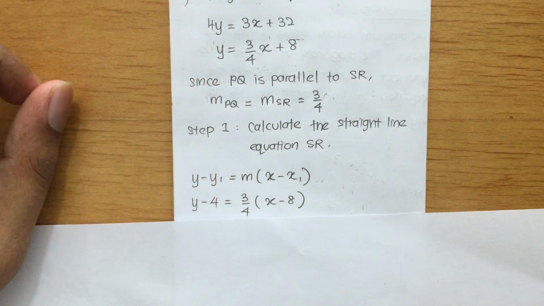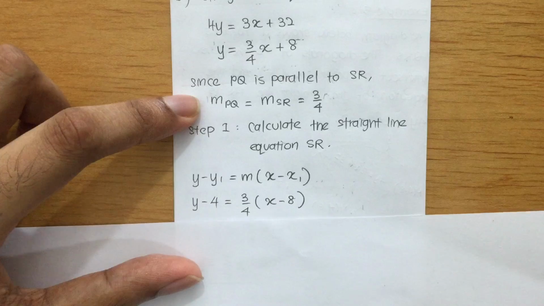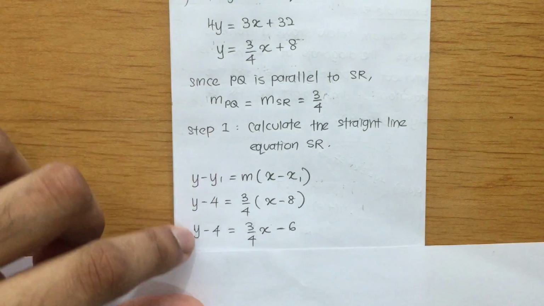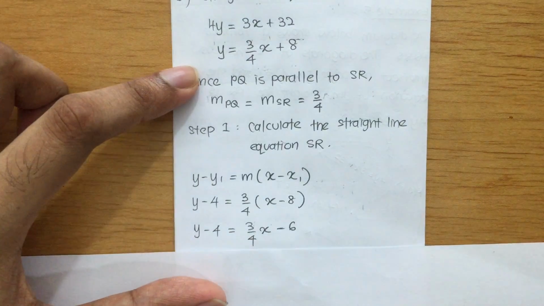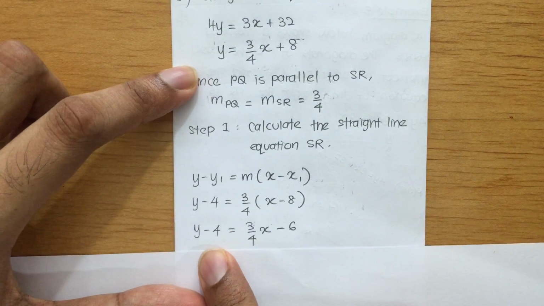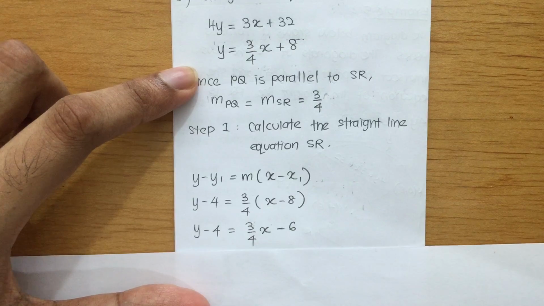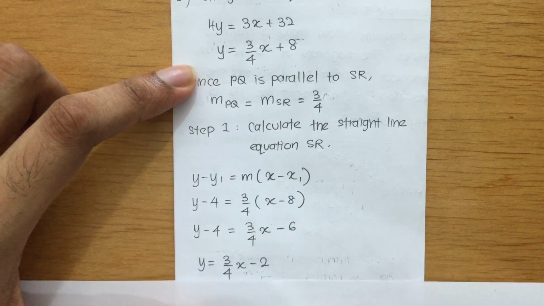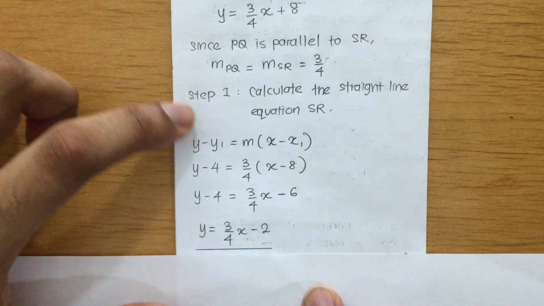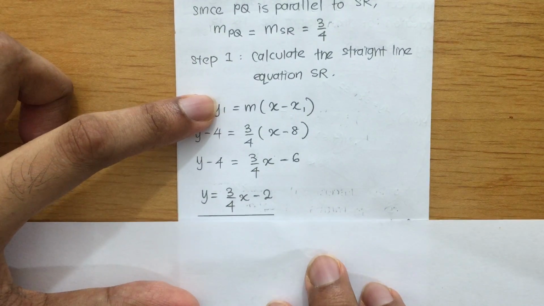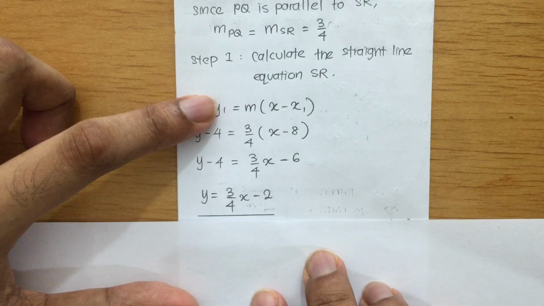So we expand the bracket. We should get y minus 4 equals 3 over 4 x minus 6. So this negative 4 on the left hand side, you can bring it to the right hand side. So you will get y equals 3 over 4 x minus 2. But this is not the final answer, guys. We just got the equation of SR.